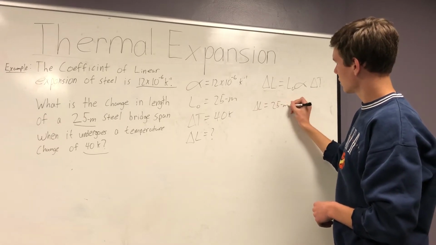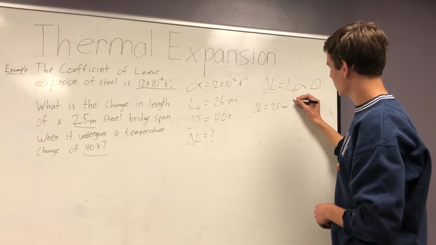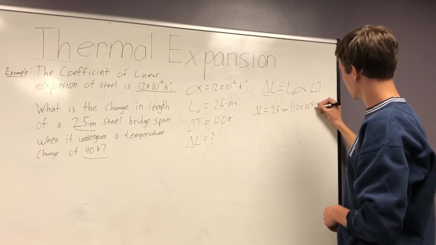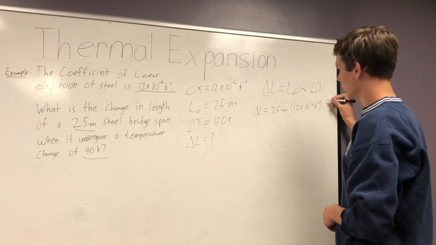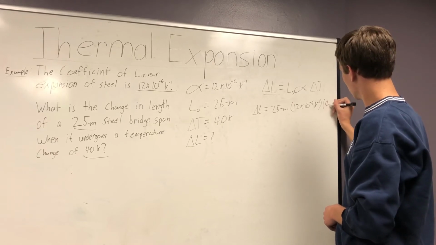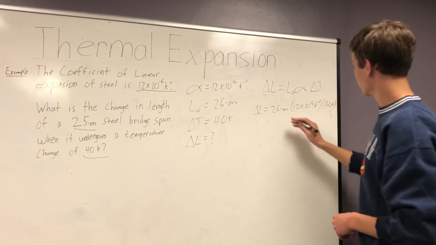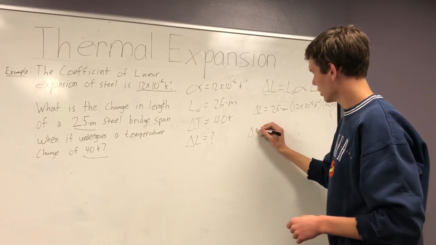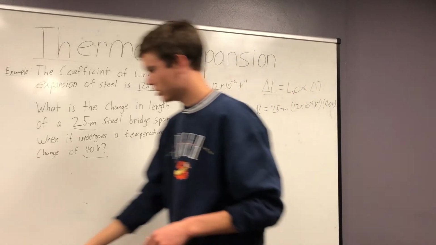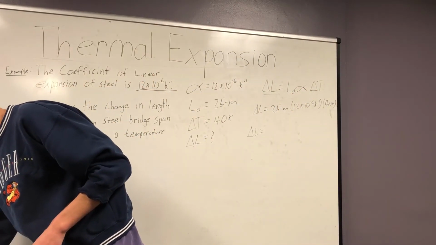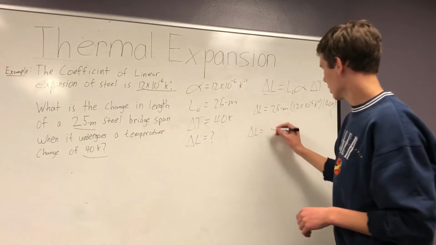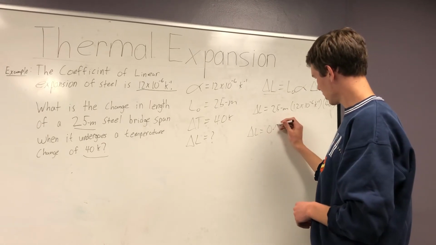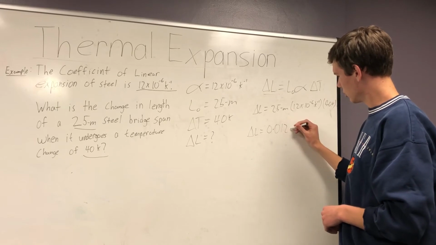25 meters times 12 times 10 to the negative 6th 1 over Kelvin times 40 Kelvin. Sorry, running out of room there. But after you get all these values, you can plug it into your calculator, and if you calculate it right, like I'm doing over here, you get 0.012 meters.